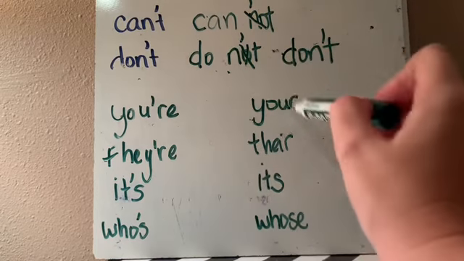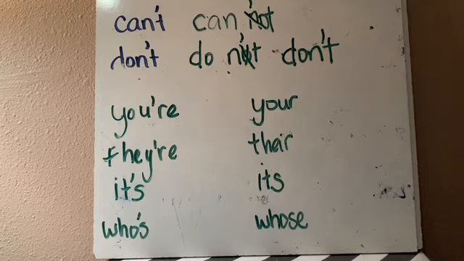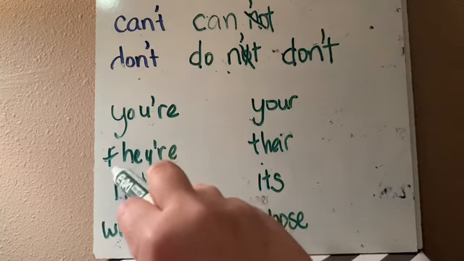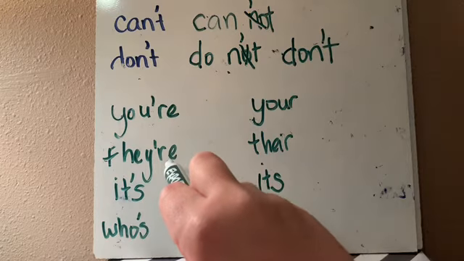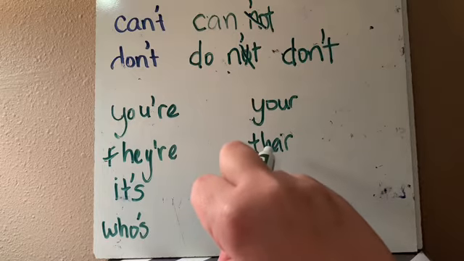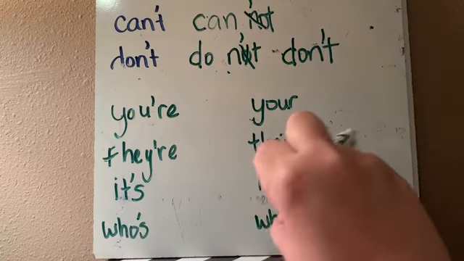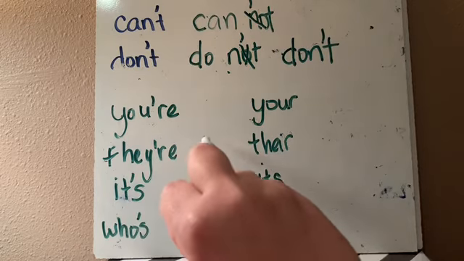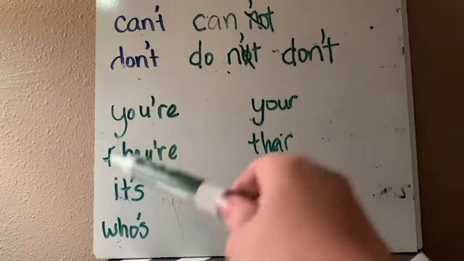So be very careful when you're writing. Here's another one. They're. They are. Not to be confused with this their, which means belonging to them. Like their car. I wouldn't say they are car. That wouldn't make sense. All right, let's look at another one.